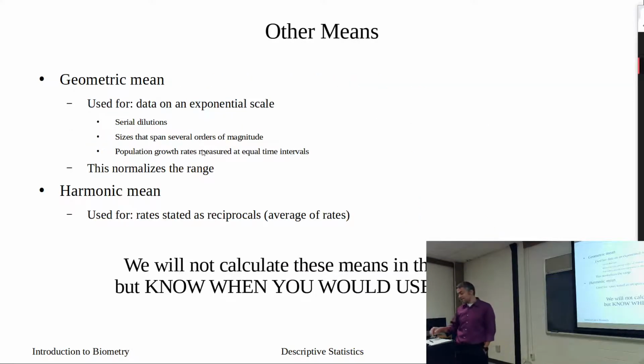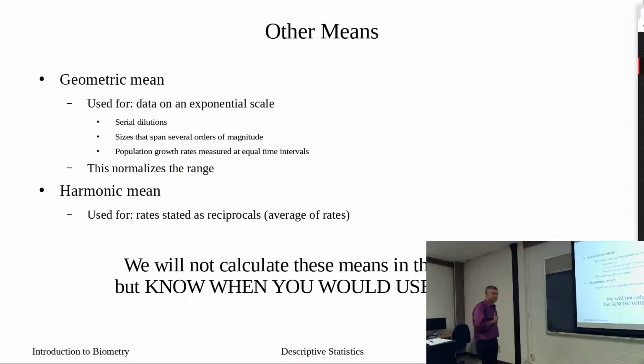All right, so that was the arithmetic mean. There are other means out there, including the geometric mean and the harmonic mean. Are we going to calculate these? No, we're not. But you could encounter them at some point, and in certain types of data, you do want to use them because those means are the appropriate ones to use. So geometric mean, what is it?